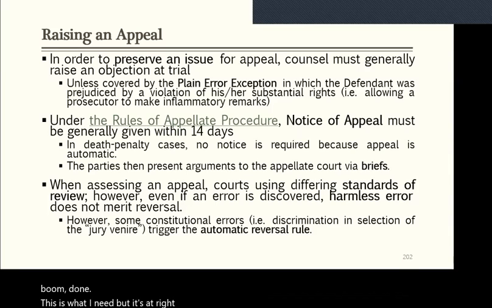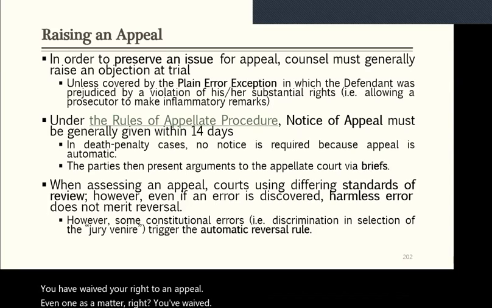Now, if you go beyond 14 days, let's say it's day number 15, most of the time, you have waived your right to an appeal, period. Like even one as a matter of right, you've waived it.